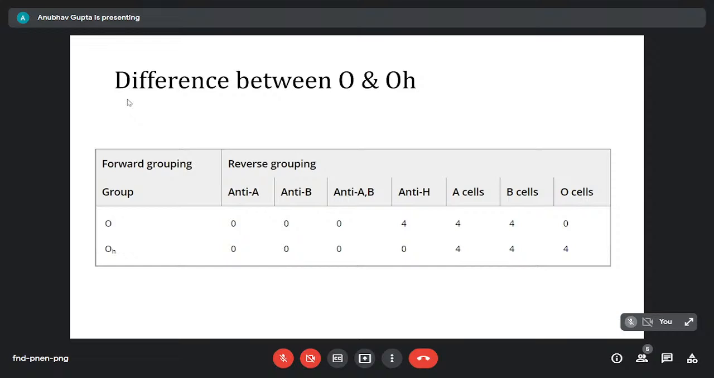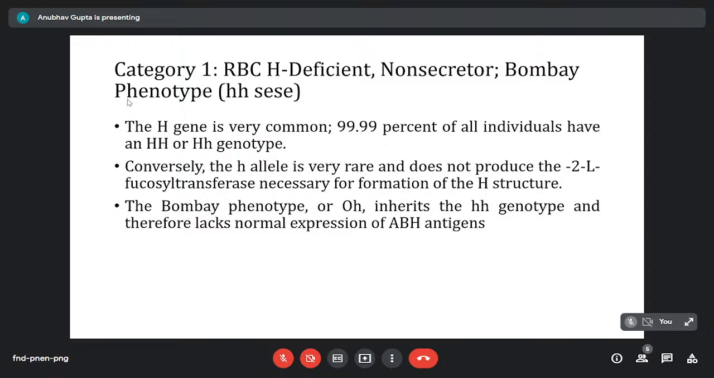So in the Bombay group, we have three types of categories. Category one is the RBC which is H deficient and is non-secretor, which is the pure Bombay phenotype. That is, it is small h and small se. So the Bombay phenotype is non-secretor and H completely deficient.